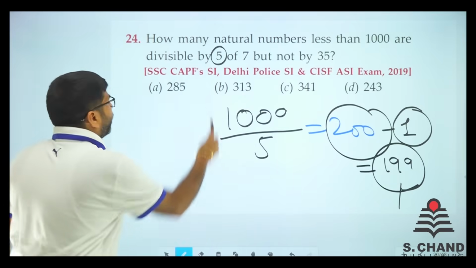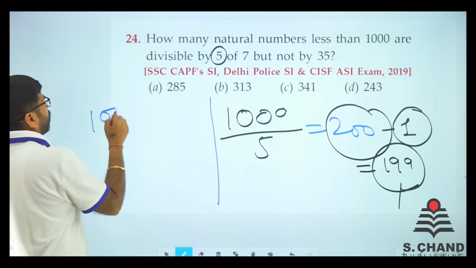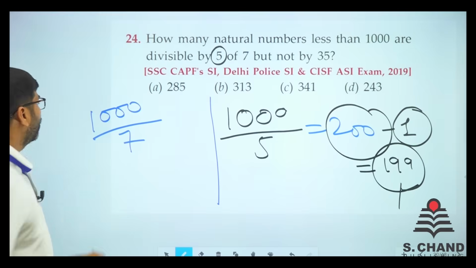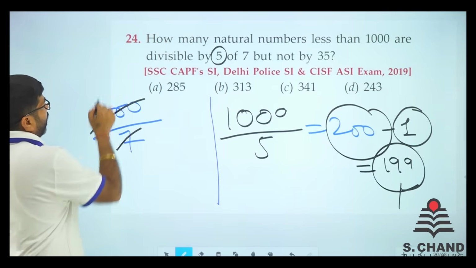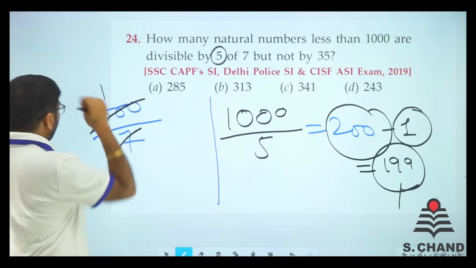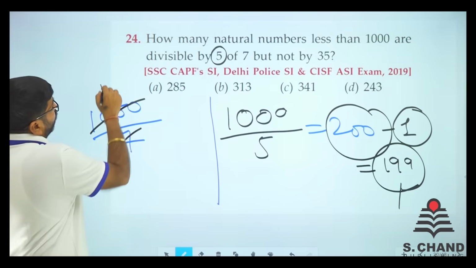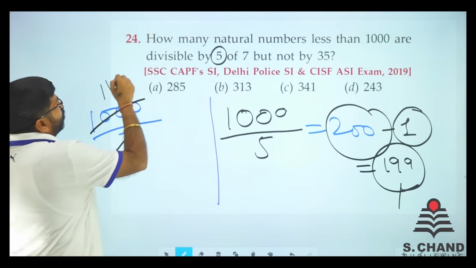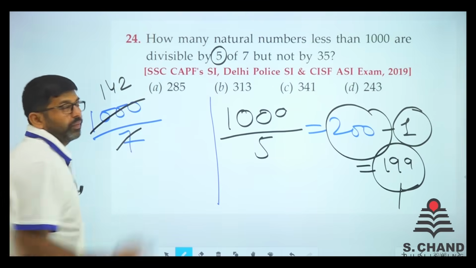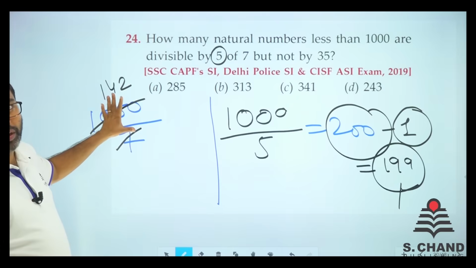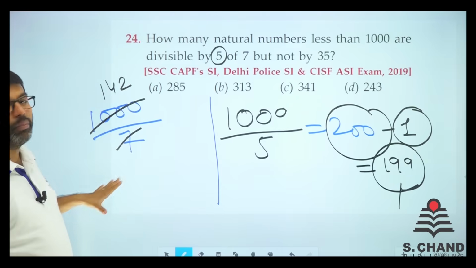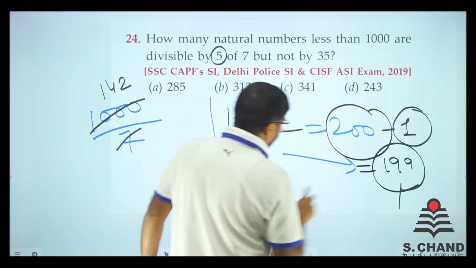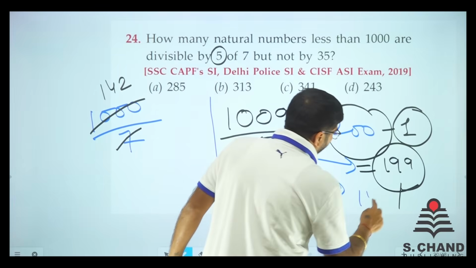Now what about 7? Let's do that. 1000 divided by 7, and we just want the integer part, right? 7 ones are 7, then we have 30, 4 sevens are 28, then we get 20, which is 2 times, and the decimal part we remove. So we have 142 numbers among 1000 numbers divisible by 7. So for 5 it is 199, and for 7 it is 142.